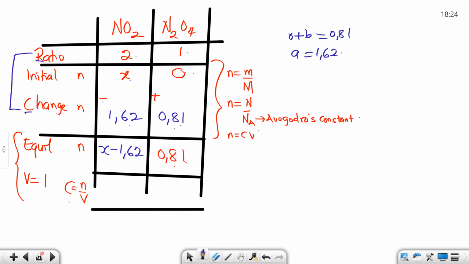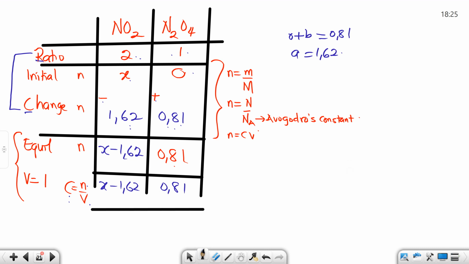Now, what is concentration? Ratios. This one is double of this one. It's double. All right. What do we say? Concentration is number of moles divided by volume. What's my number of moles? X minus 1,62. But what is my volume? Okay. Thank you. And this is what? 0,81. Okay.